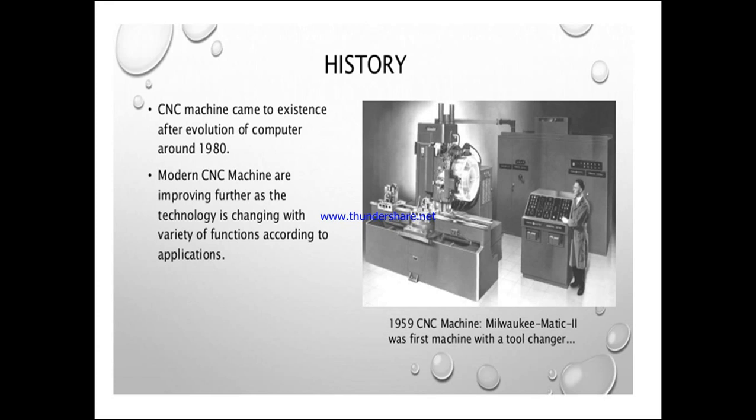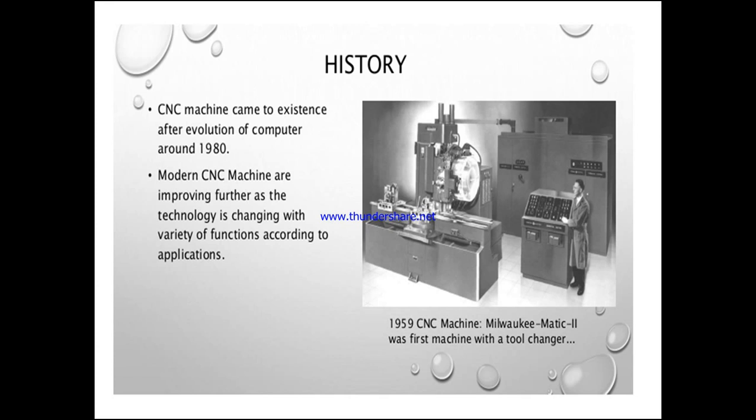Next, CNC machines came into existence after the evolution of the computer, that is in 1980. Modern CNC machines are improving further as technology changes, with a variety of functions according to the application. You can see that is a 1959 CNC machine.